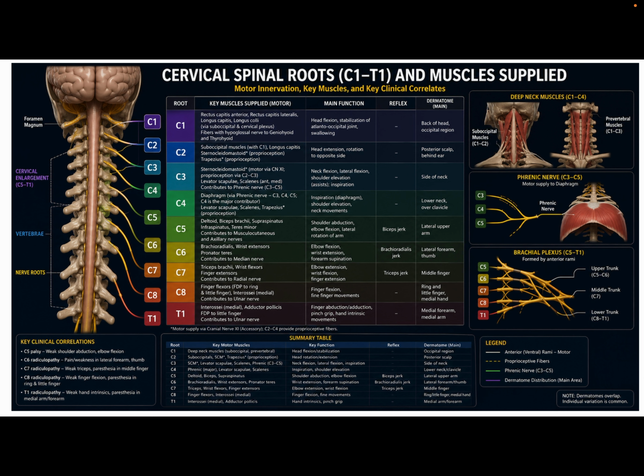C8 means weak finger flexion. C7 means weak triceps function. C5 means weak shoulder abduction and elbow flexion. C6 means pain and weakness over the lateral forearm and thumb.